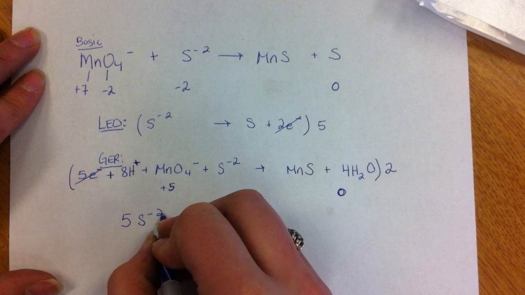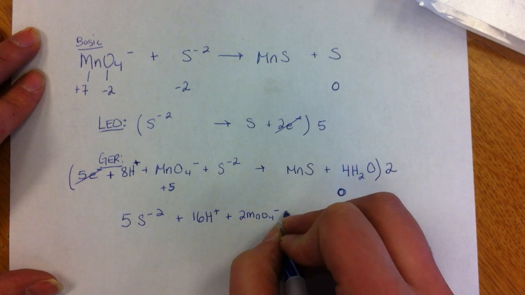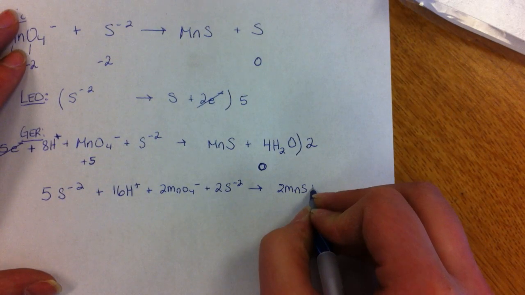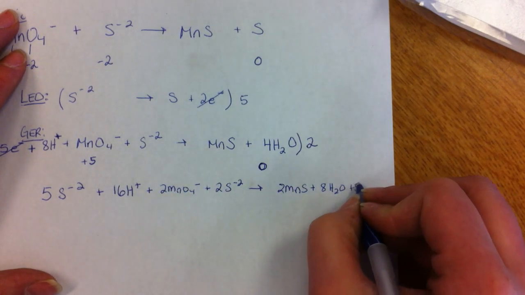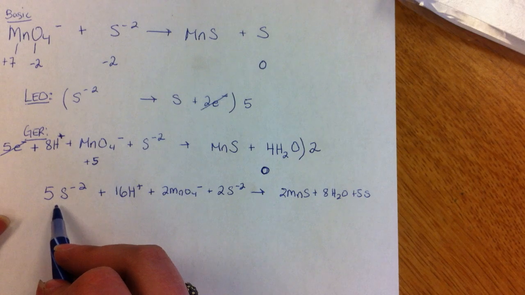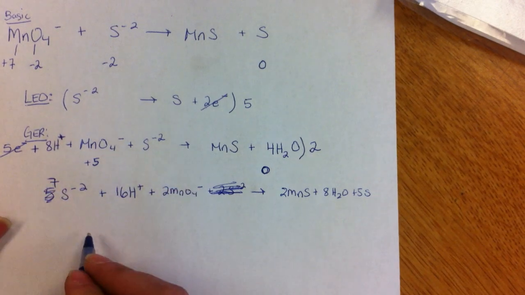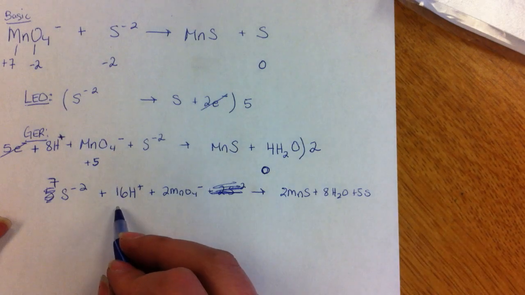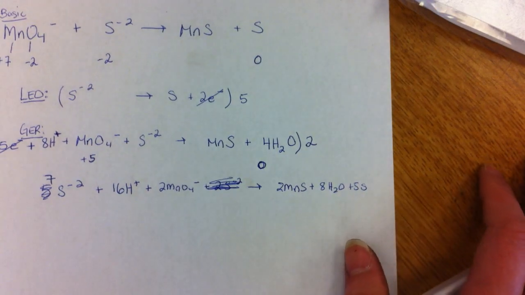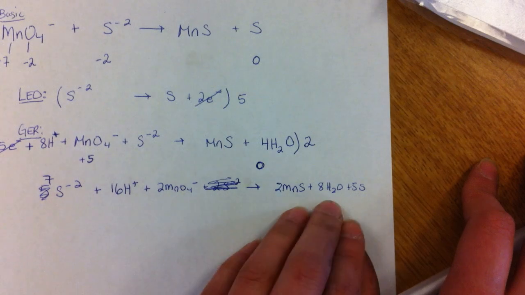So we'll have 5 S-2 plus 16 H pluses plus 2 MnO4 minuses plus 2 S-2 makes 2 MnS's plus 8 H2O's plus 5 S's. Okay, we should check it. There's 5 S's. Oh, I forgot to add these two together. We're going to make this 7 S's. 7 S's on the left, and 5 plus 2, 7 S's on the right. 16 H's, 16 H's, 8 O's, and 8 O's, and 2 Mn's. The overall charge on the left is plus 2 minus 2, so 0 on the left and 0 on the right.